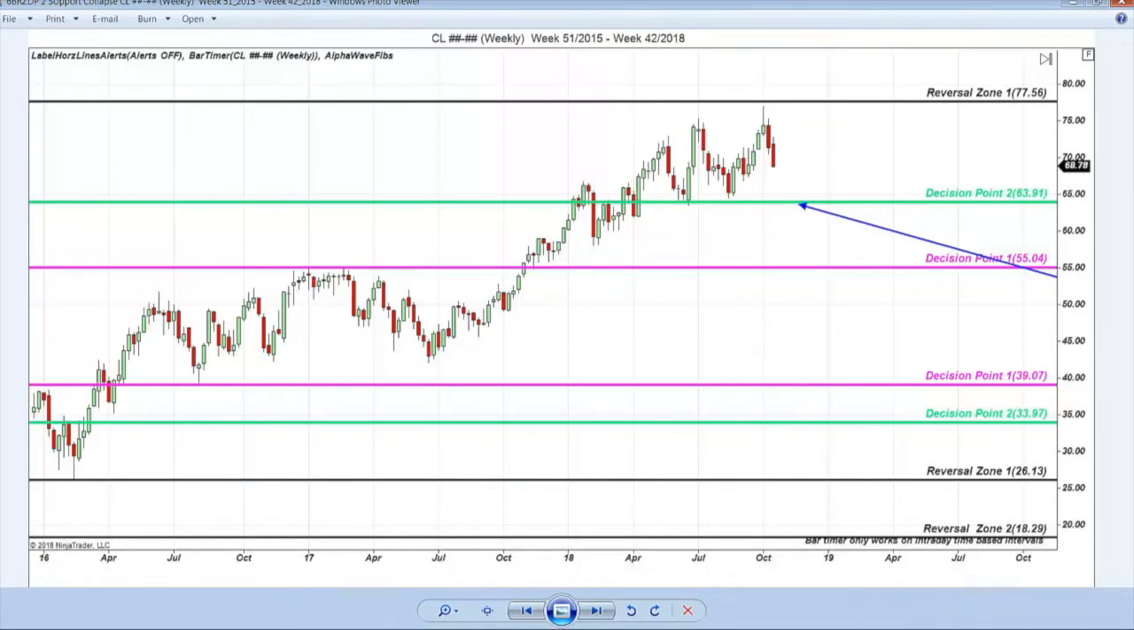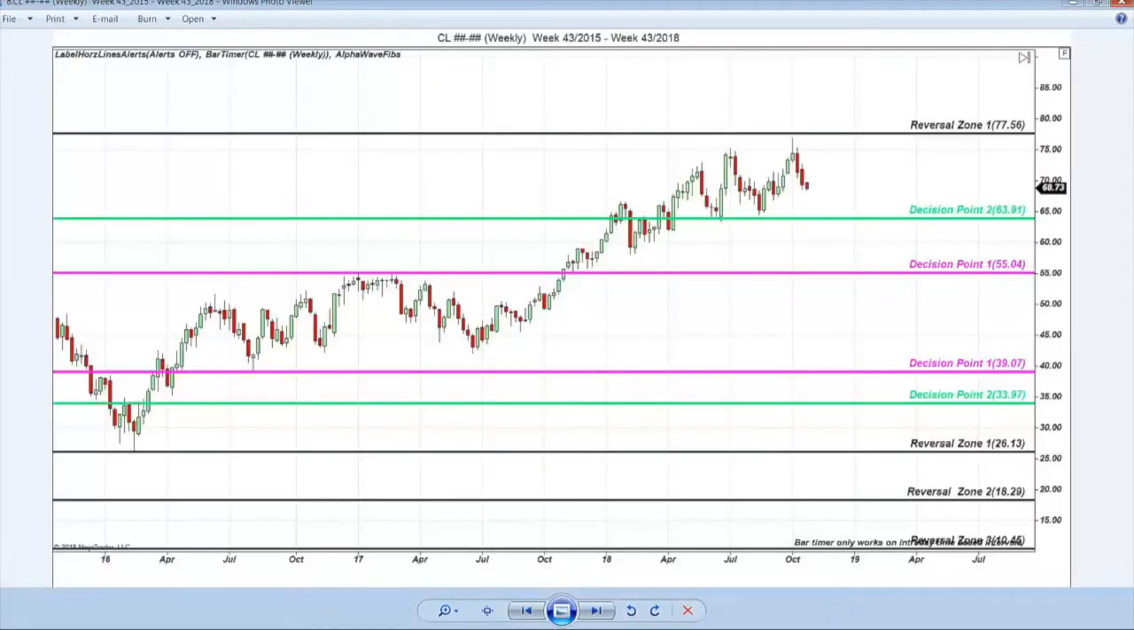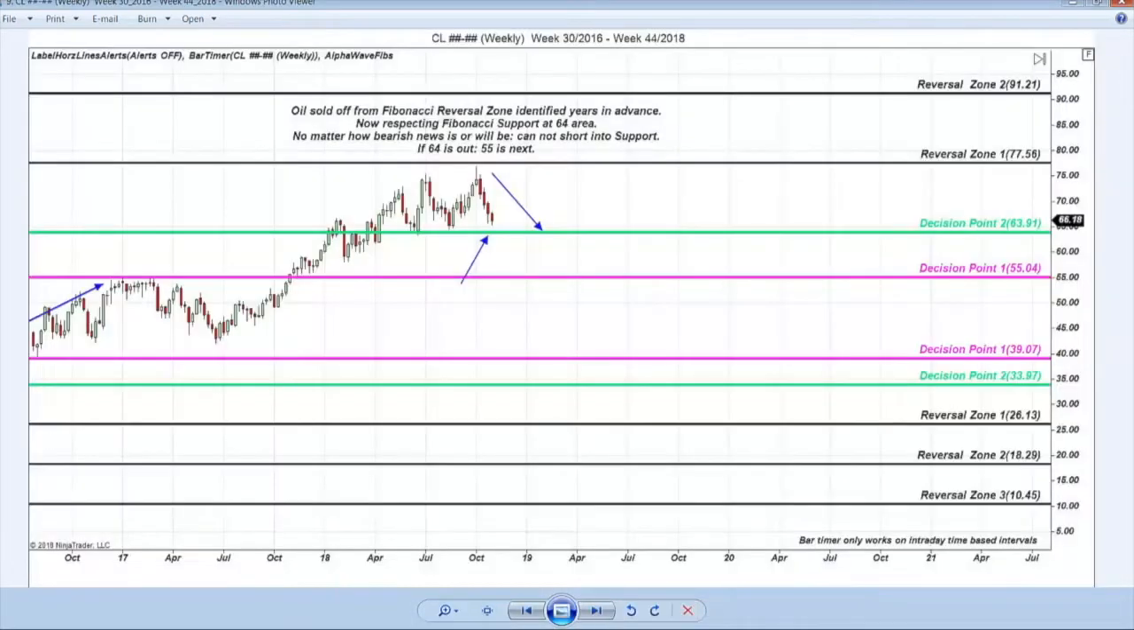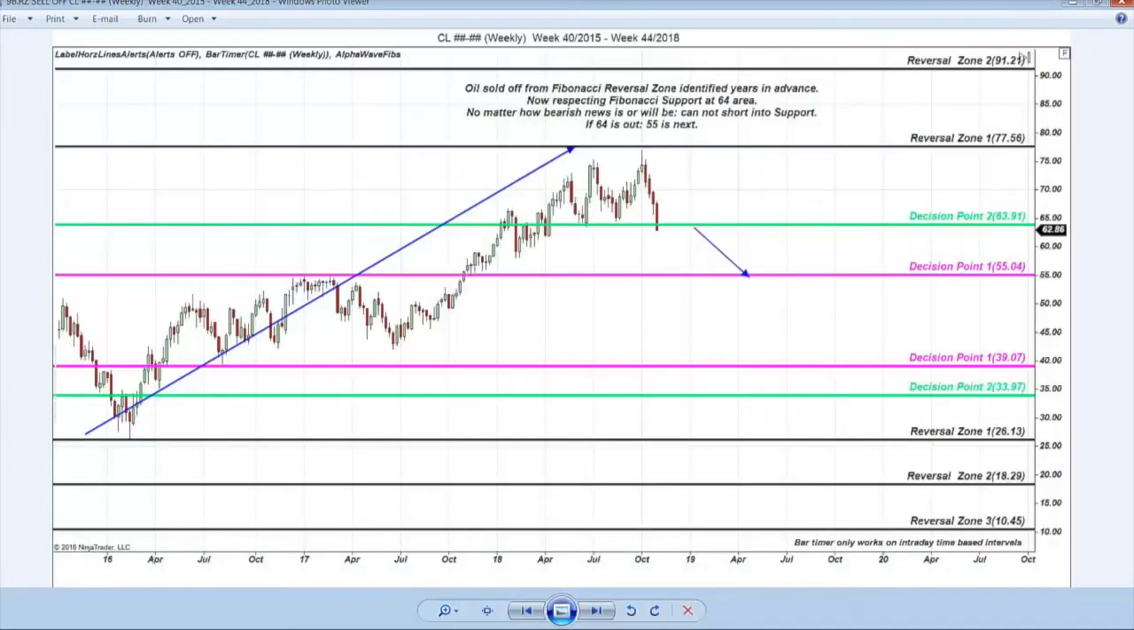Did oil break through the support? Of course. Took a while. What do I say? Months before, 64 is out, 55 is next. And that's what oil had done. Correct?